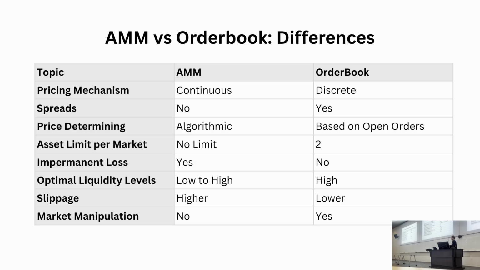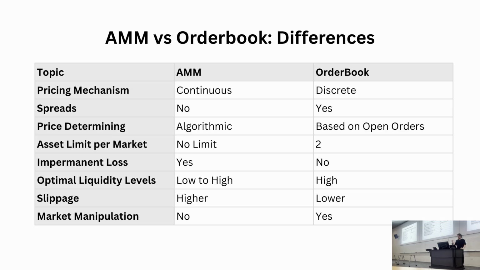This is roughly the comparison of the AMM versus the order book. Let's just go over one by one. The pricing mechanism in AMM is continuous. You can have literally any price, but on an order book it's discrete. So you have different price levels. Do spreads exist on AMMs? No, they don't. There is no notion of spread. You might say that slippage is kind of spread, but in the natural sense, spreads don't exist on AMMs. They do exist on order books, of course.